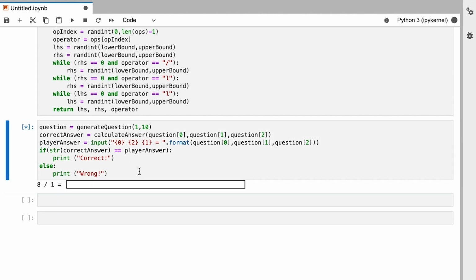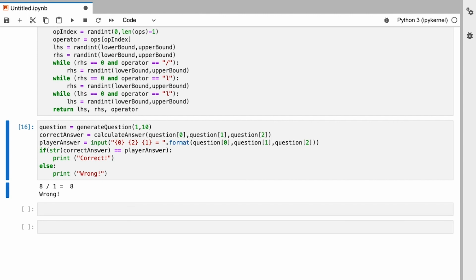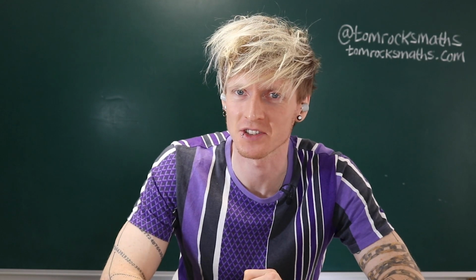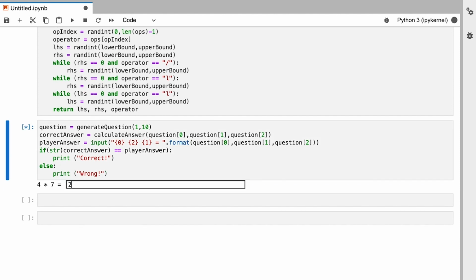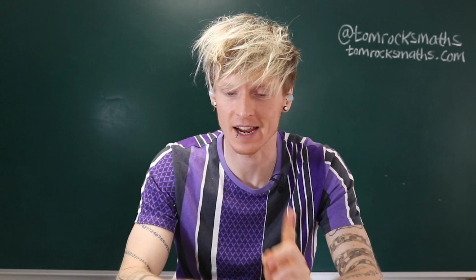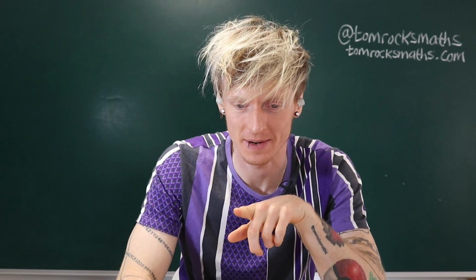So let's run the whole thing. 8 divided by 1 is 8. Wrong. That doesn't sound wrong. Damn it. That's not working. Let's try that again. Okay, so 4 times 7 is 28. It says correct. Okay, it doesn't like divides, I think, is what's happening here.